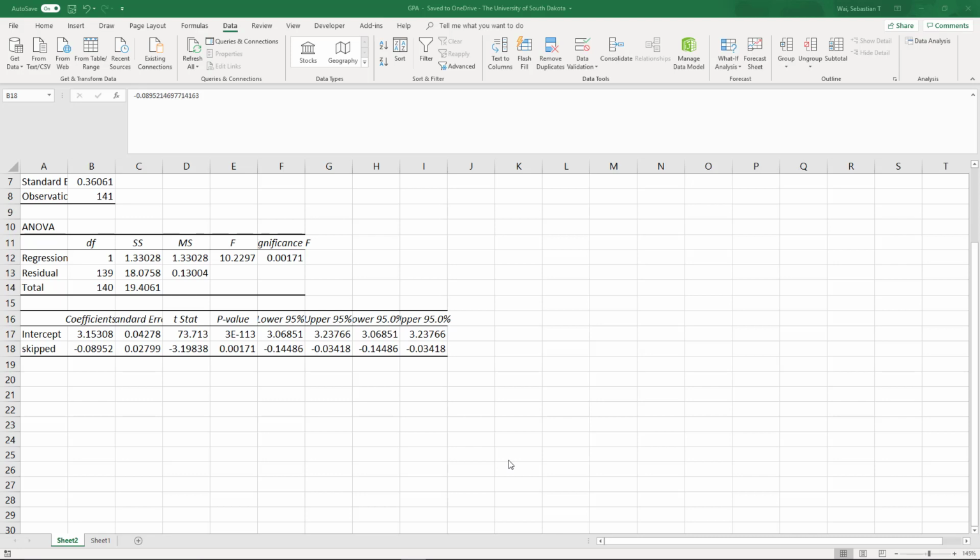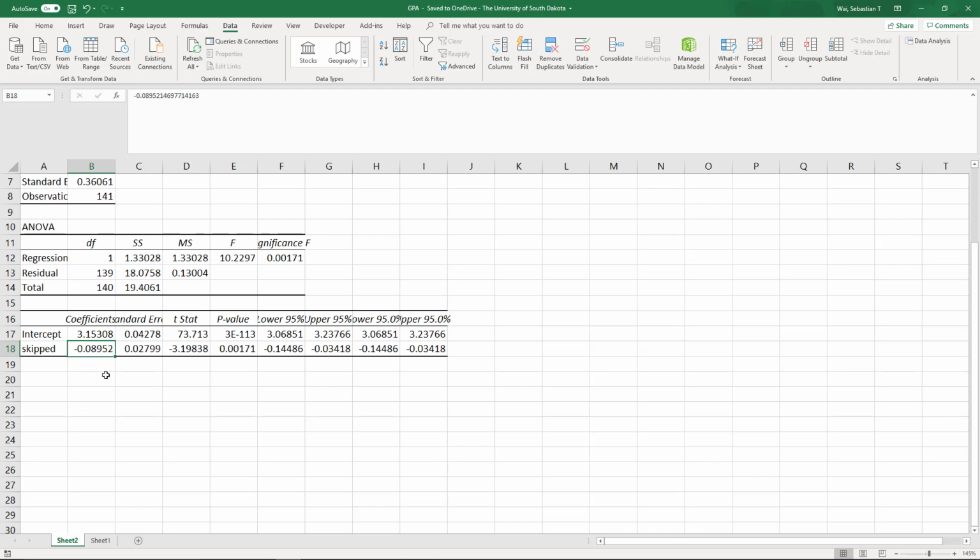So we have an omitted variable, intelligence, that is positively correlated with GPA and also positively correlated with skipped. A positive times a positive is a positive. That means the sign of our bias is positive. That means that this estimate right here is going to be biased upward.